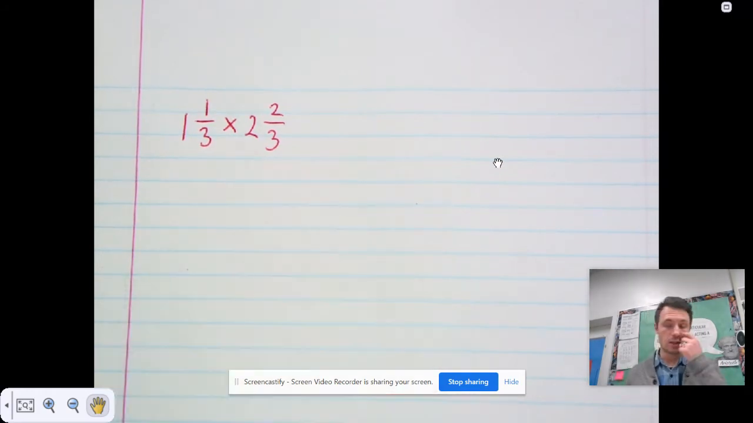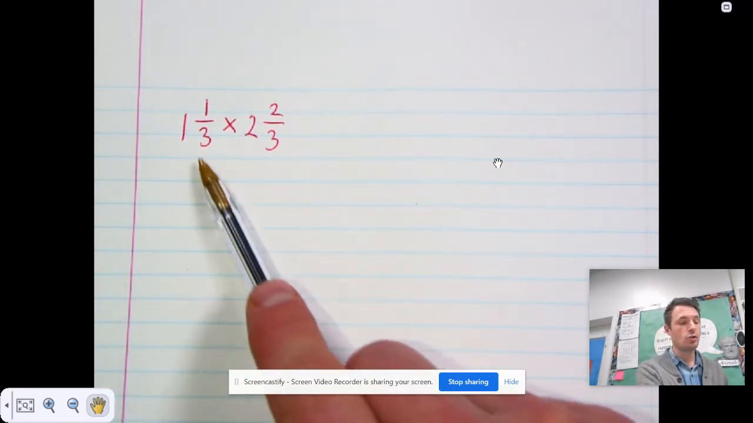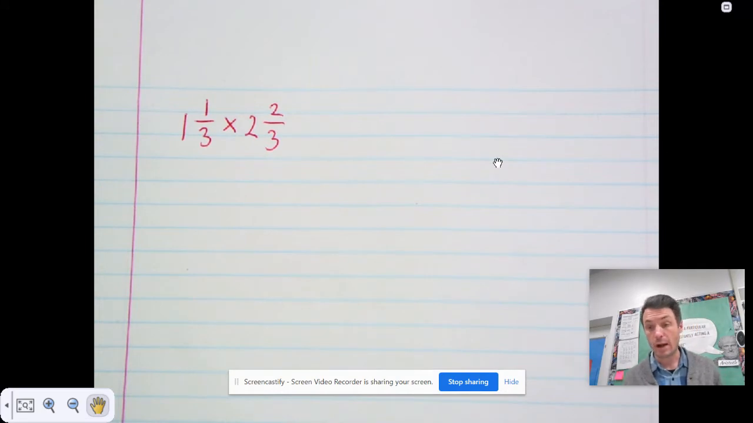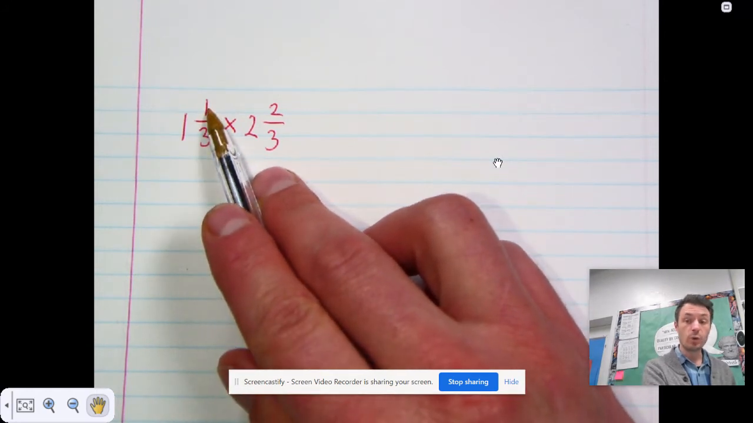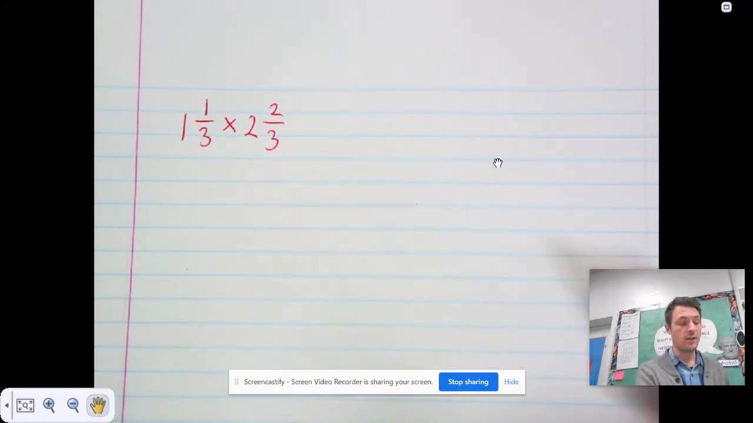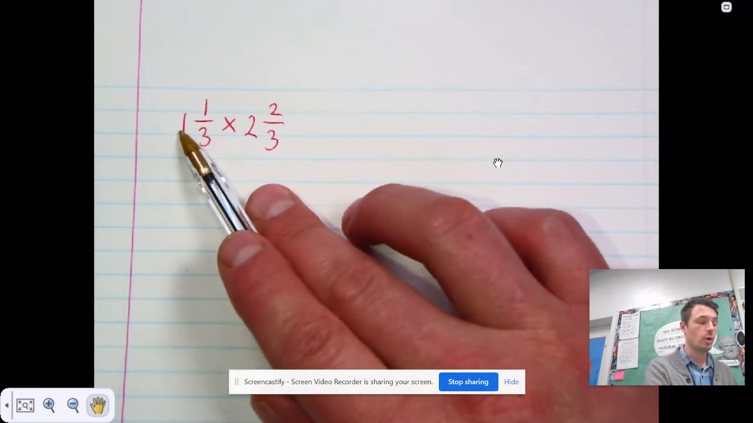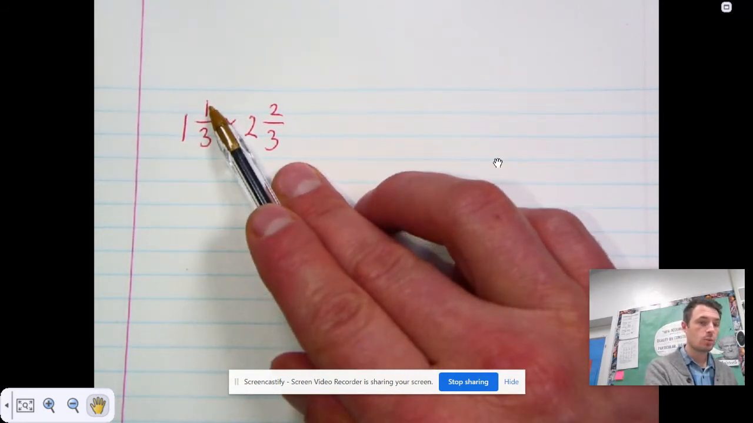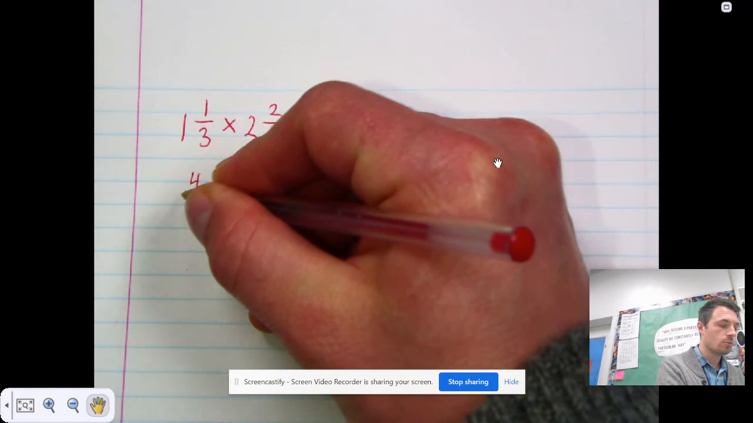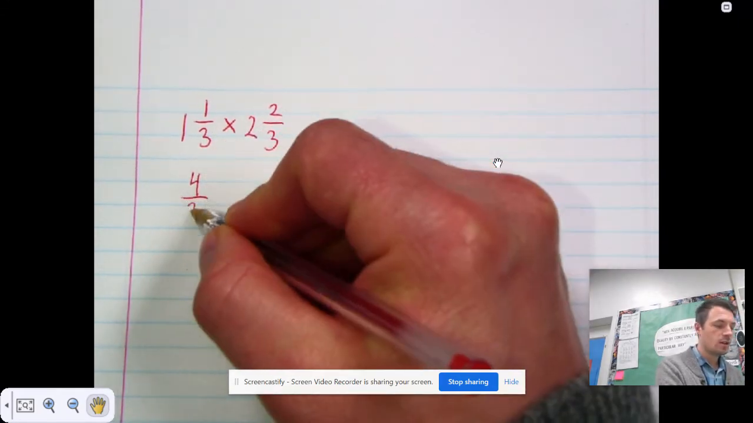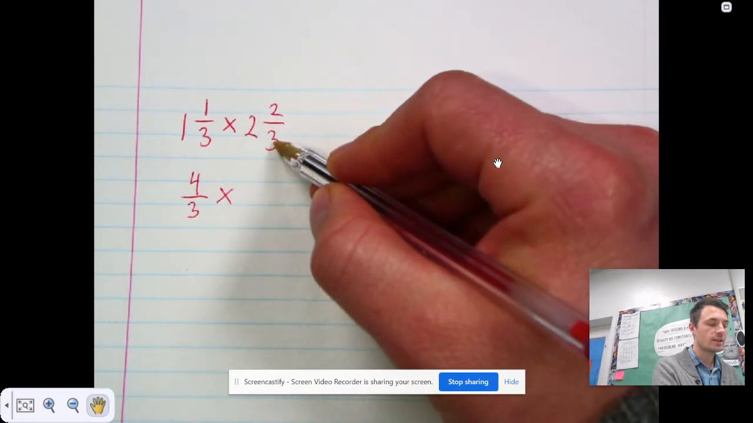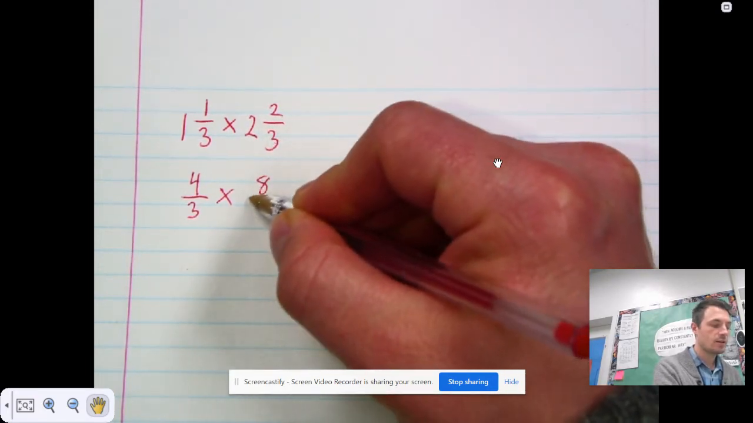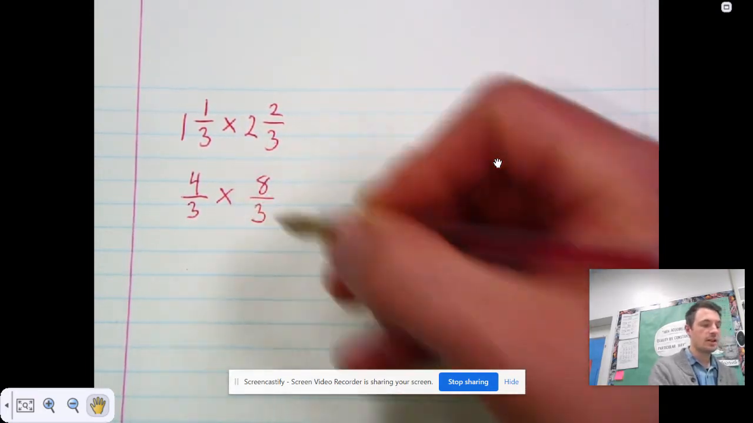And as you saw in the last video, the first thing we have to do is change both mixed numbers into improper fractions. And the way we do that is by multiplying the whole number times the denominator and adding the numerator. That gives us our new numerator, and the denominator stays the same. So 1 times 3 is 3, plus 1 is 4. So that's our new numerator, and the denominator 3 stays the same. Times 2 times 3 is 6, plus 2 is 8, and the denominator 3 stays the same.